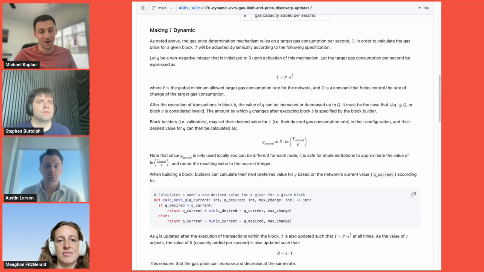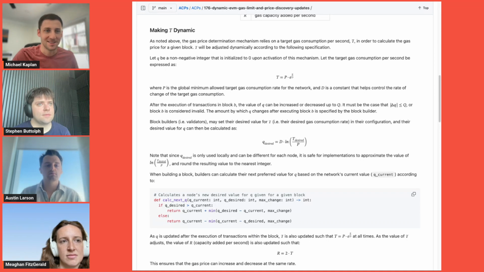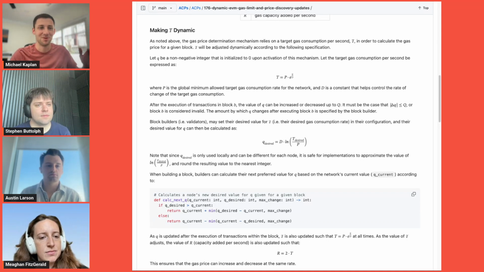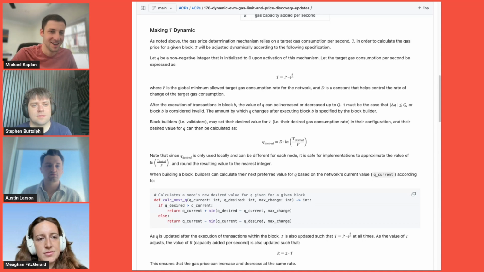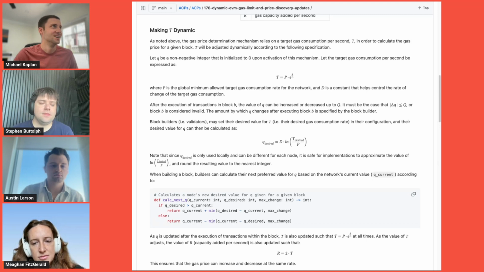And I think one thing that I actually learned through the process of writing ACP 176, because it's mostly Stephen's ideas, was the inaccuracy of the EIP 1559 target mechanism. Stephen said you can imagine it as being 1% up or 1% down every time you build a block, but it's actually an exponential to allow for it to increase and decrease proportionally.